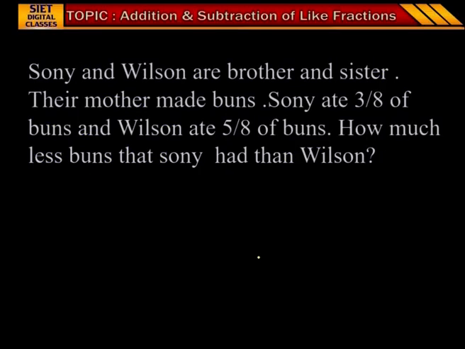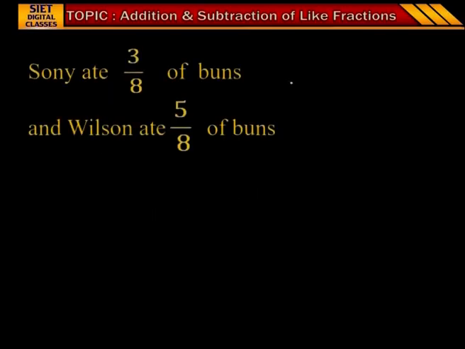Sony and Wilson are brother and sister. Their mother made buns. Sony ate 3 by 8 of the buns and Wilson ate 5 by 8 of the buns. How many fewer buns did Sony have than Wilson? Think once how we will solve this problem. We have 3 by 8 and 5 by 8. Sony ate 3 by 8 part of the buns and Wilson ate 5 by 8 part of the buns. Then which is the bigger fraction of these?